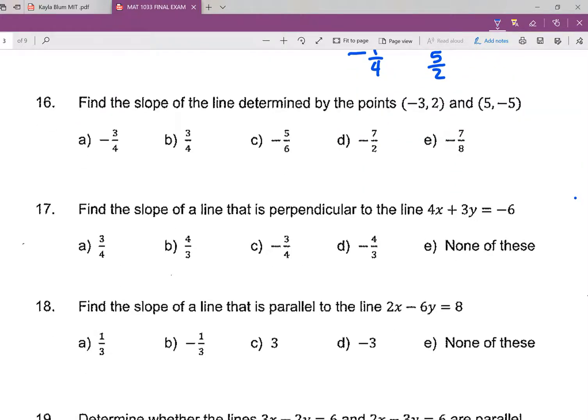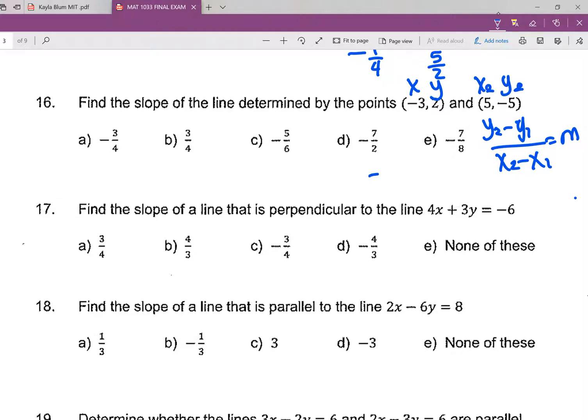Now, number 16, find the slope of the line determined by the points. Remember, the slope of an equation is y2 minus y1 over x2 minus x1, and that gives you the slope. So the first thing I would do is label, this is your x1, this is your y1, and this is your x2, this is your y2. So now just literally substitute it in.